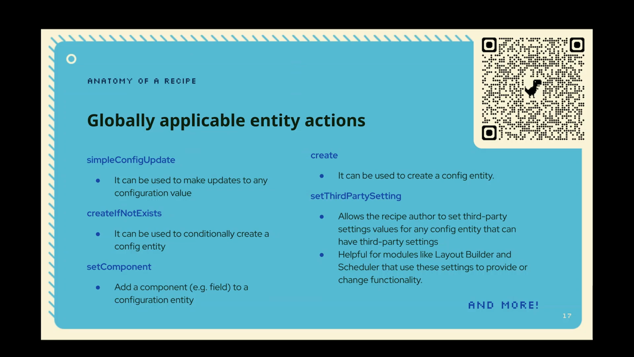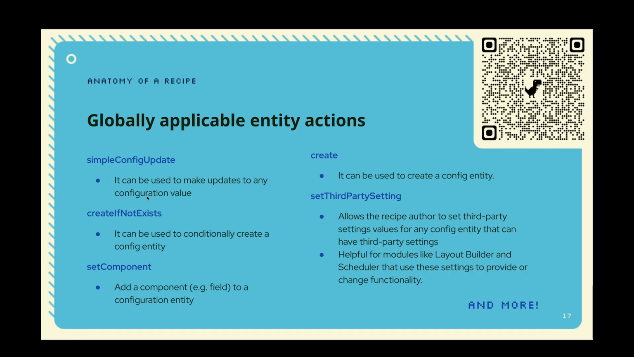So as an example, here's another QR code that leads to the config actions page, in this case specifically for the first category that I'm going to talk about, the global entity actions. So these are config actions that you can apply to really any kind of configuration. So simple config update will just go in and update a particular piece of configuration. Create if not exists basically says if the site configuration doesn't have this already, go ahead and create it, but if there is something by this key, then just do nothing.